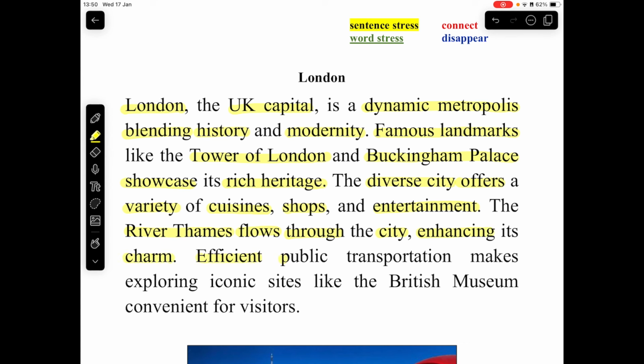Efficient public transportation makes exploring iconic sites like the British Museum convenient for visitors. Okay. Next, we're going to look at some word stress. I'm going to underline these in green. So, London, the UK capital, is a dynamic metropolis.